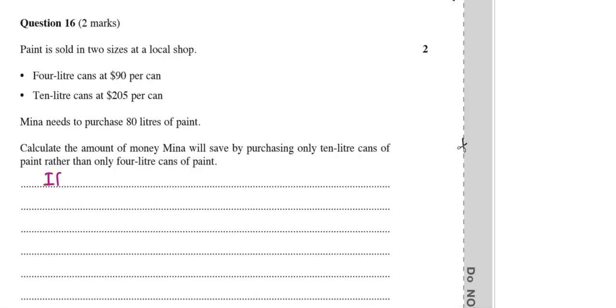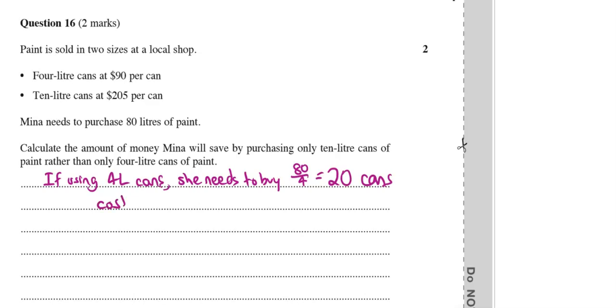So if using 4-litre cans, she needs to buy 80 on 4, which I can do in my head, is 20 cans. And the cost is 20 times $90 each. I can do that in my head, but you might like to use a calculator. It's $1,800. Let's compare that to the other case.